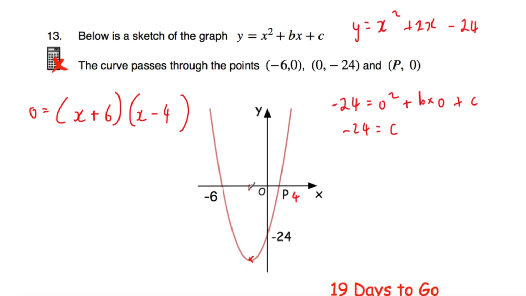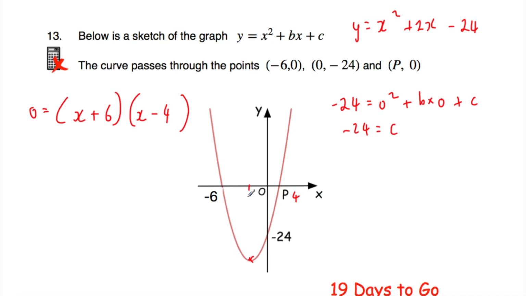And if this is the turning point, it has to be in the middle of these 2 points. You can find the x-coordinate of this point, and then once you find the x-coordinate, you can substitute it in here to find the y-coordinate. I'm going to use that approach first. The other approach is just to use completing the square, and I'll use that approach second. So let's use the first approach to begin with.